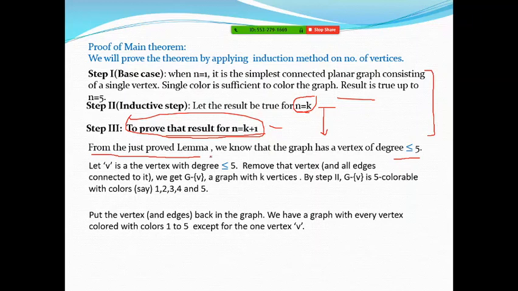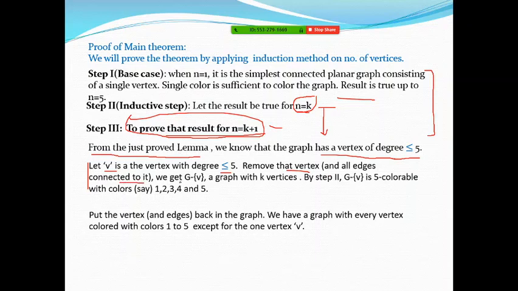From the lemma which we just proved in the last slide, we know that the graph has a vertex of degree less than or equal to 5. So every graph has a vertex with degree 1, 2, 3 up to 5. Let us select one such vertex. Let V be the vertex, so its degree is less than or equal to 5. Now we are removing that vertex. You know the meaning of removal of a vertex: it means to remove all the edges which are connected to it.